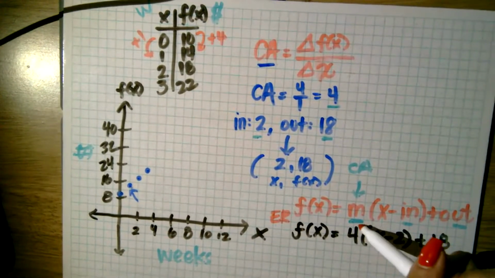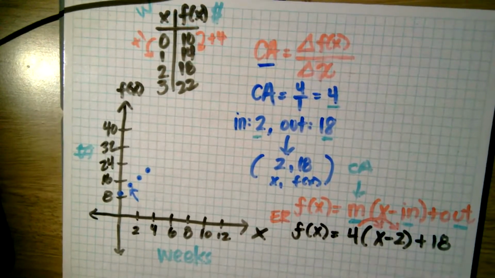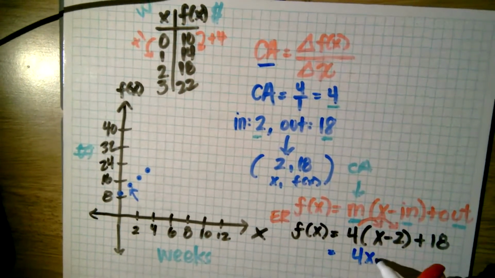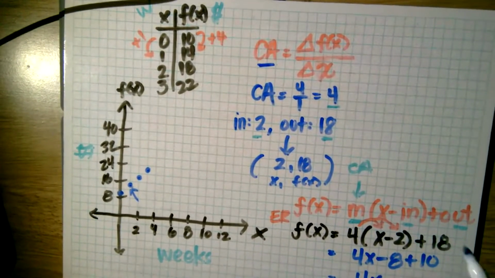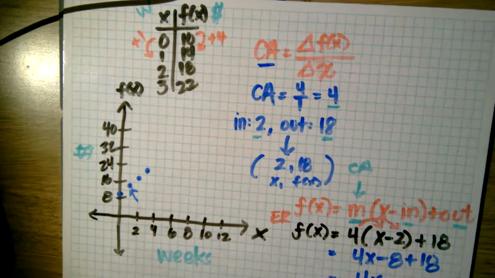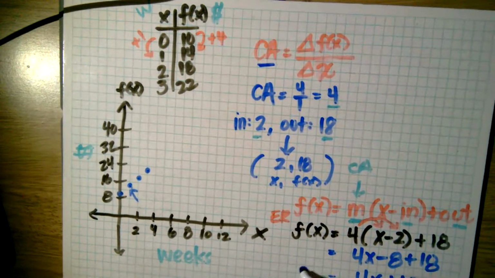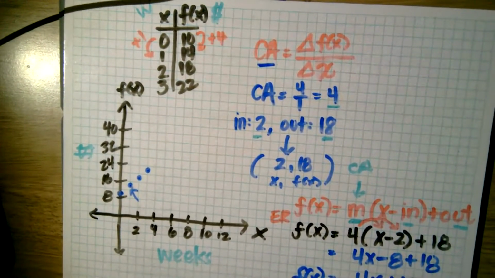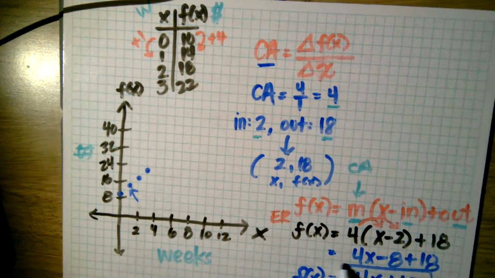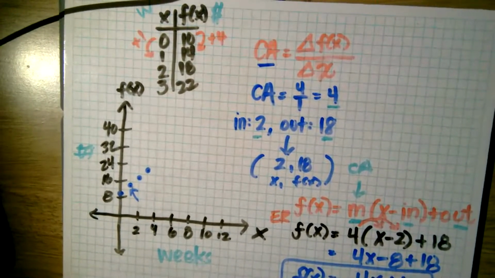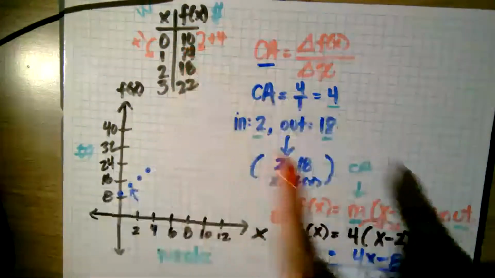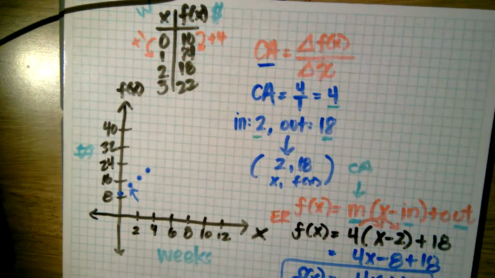But I can also simplify it if I do some distribution here. This gives me 4x minus 8 plus 18, my bad, plus 18, which gives me 4x plus 10. So this right here is the simplified version. F of x equals 4x plus 10, which gives me my slope, my constant additive, and also my f of 0. If I go back to my table, f of 0 is 10, and it's right there. So that's my explicit rule.